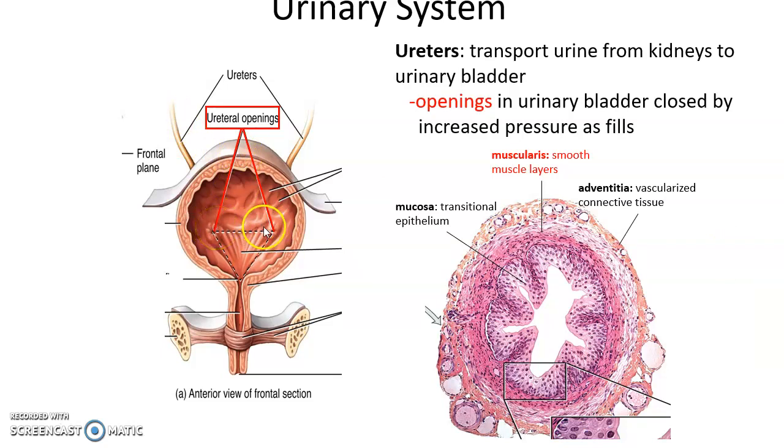Actually a little below the midline of the urinary bladder. And the ureteral openings will close when the fluid pressure in the urinary bladder increases. So basically, as the urinary bladder fills with urine and begins to stretch, that is what closes these openings to prevent urine from backing up into the ureters.